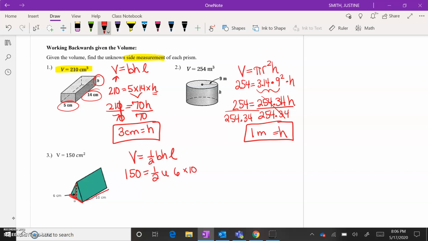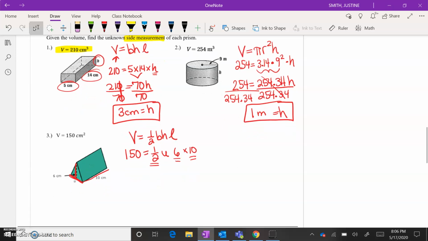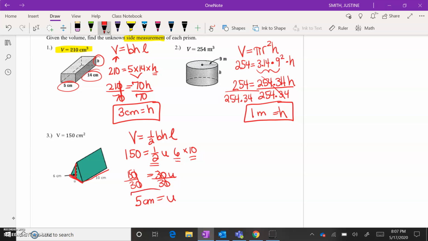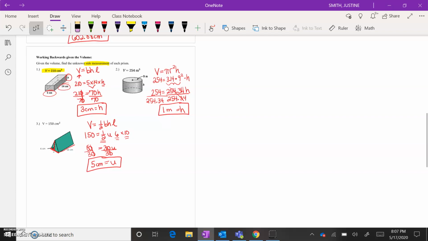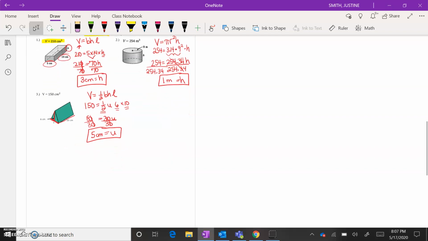So it doesn't matter what order this is in, you can still multiply the 1/2 times the 6 times the 10. So we know 6 times 10 is 60, and half of that gives us 30. And then we're just going to bring this u down. Okay, so we're going to divide by 30 on both sides here. And again, you can cross off your zeros, so it just becomes 15 divided by 3 to give us 5 centimeters. Okay, so that was the last thing, is just when you're given the volume, finding the missing side lengths.